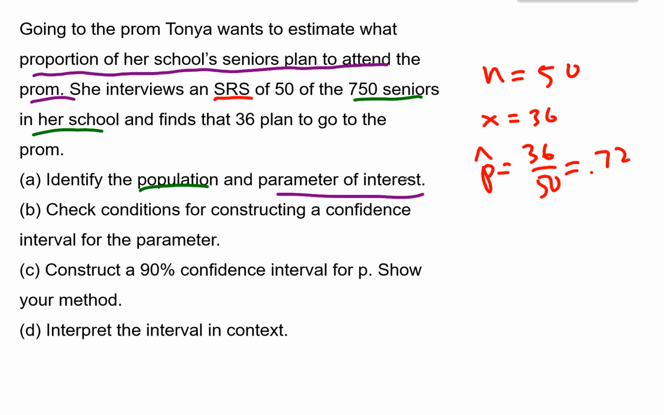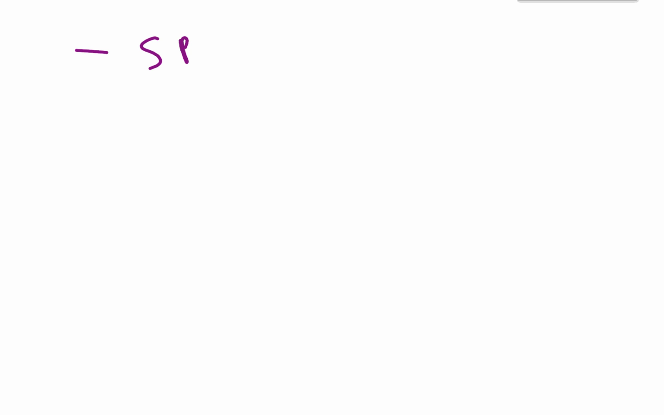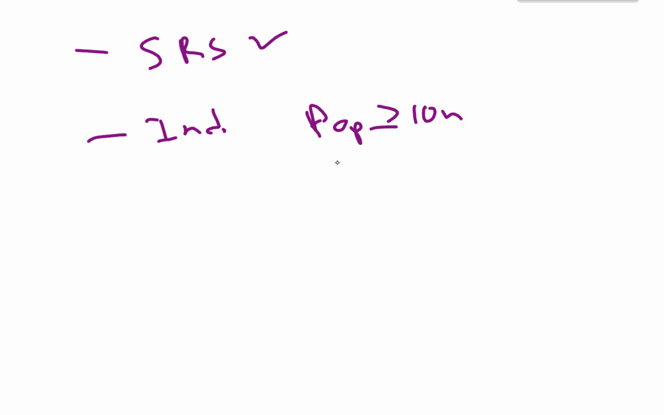Part B, checking your conditions for constructing a confidence interval. It's the same thing as you were doing for a one proportion Z test. So let's go write those on a new page. Number one, you're supposed to have done a simple random sample, which was stated. Number two, the independence check. So your population of all people at the school should be greater than or equal to 10 times your sample size. And usually in problems, they don't tell you the population size. You have to kind of assume it's big. But here they actually told us it was 750 kids. That's pretty good, which is definitely greater than or equal to 10 times 50, or 500. So we can check that off.